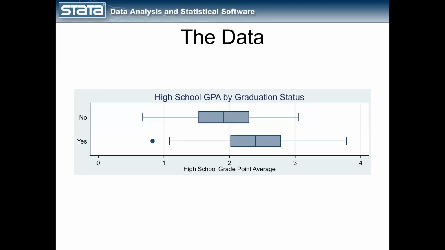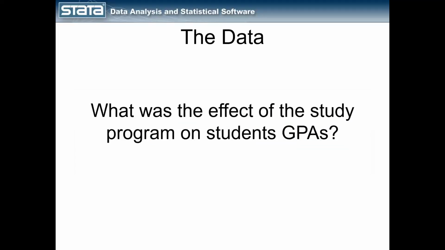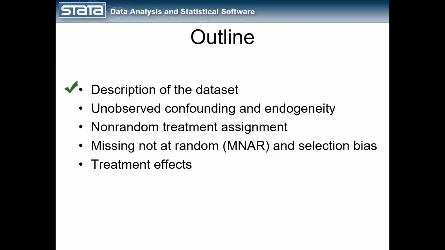This is high school GPA on the horizontal axis and graduation status. Of the students who graduated, they tended to have a higher incoming high school grade point average. So again, just features of our data. I like to get to know my data before I start building sophisticated models. But the question that we really want to answer here is, what was the effect of the study program on final college GPA? So clearly we have some strange issues and patterns in our data that we need to keep in mind as we go through and start fitting these models.